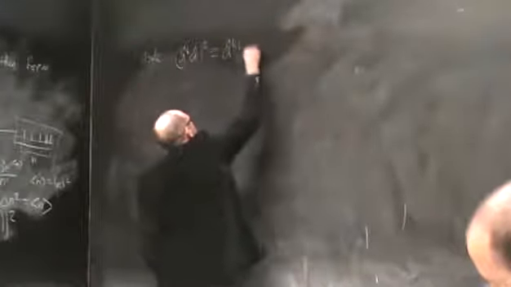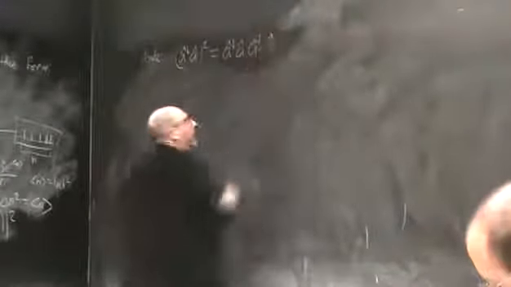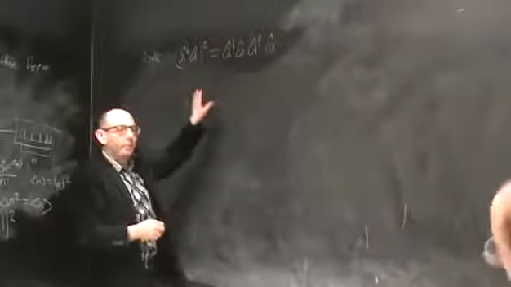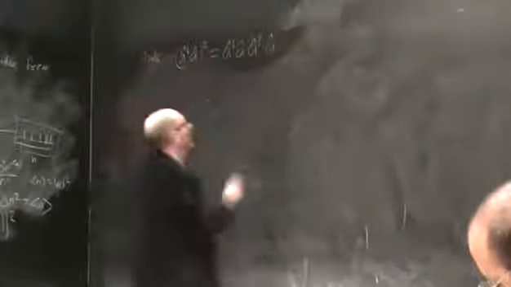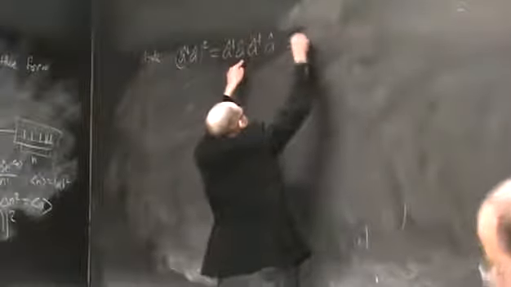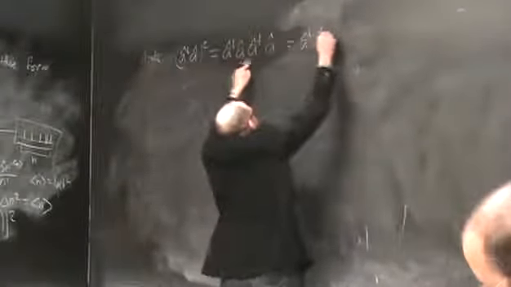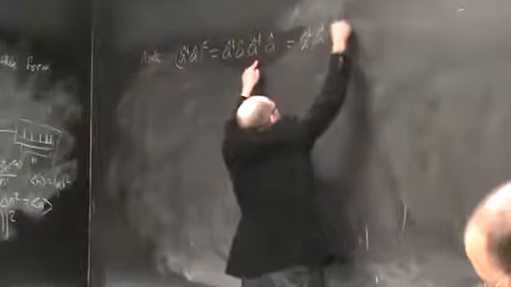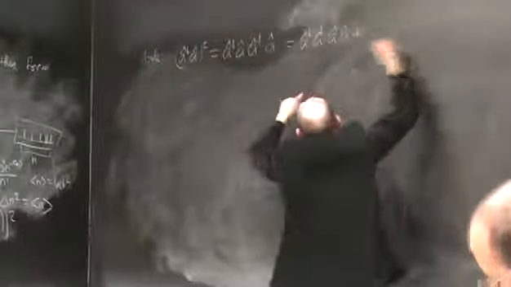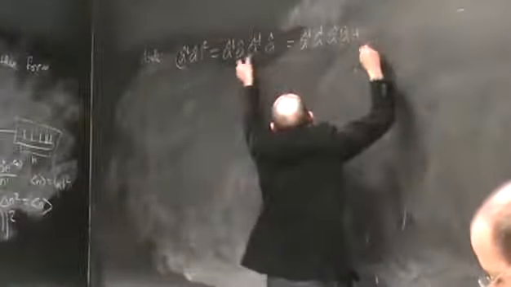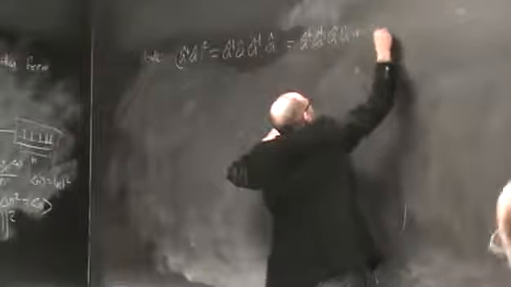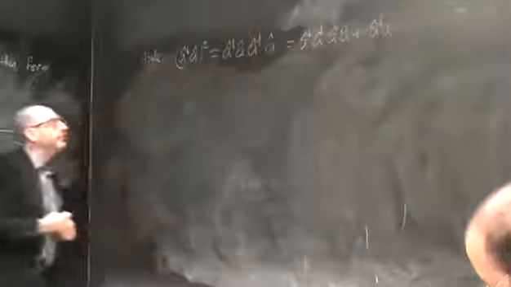So let's just do a little aside over here. A dagger A squared is A dagger A times A dagger A. And to express this in normal order, I'll commute this. So that becomes A dagger A dagger A plus the commutator, which gives me A dagger A. Okay?